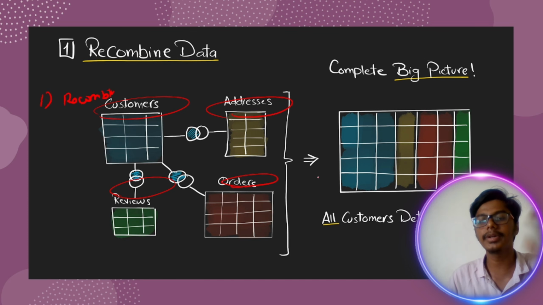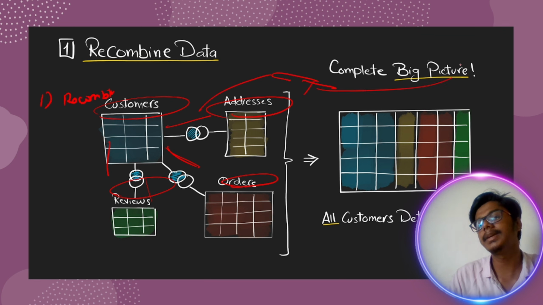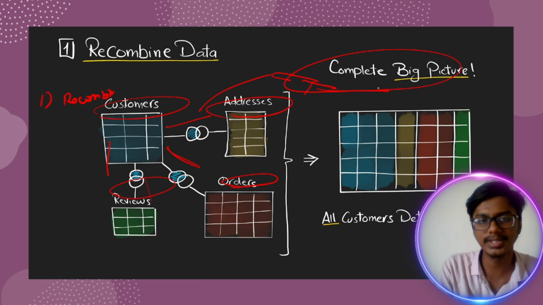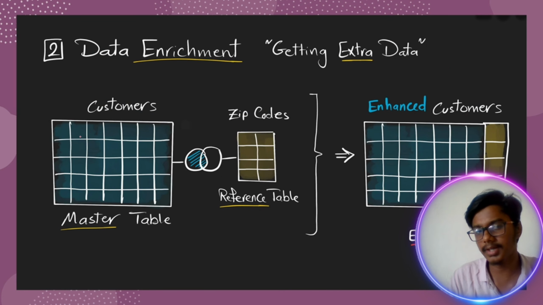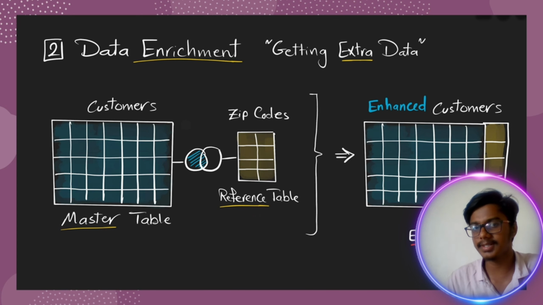If you want to see the big picture, you can use joins. That's the basic use case of joins: to recombine the data. We can join the customers table with the reviews table, the orders table, and the address table. All those things are combined into the complete big picture. That's why we use joins. The second motive of joins is data enrichment. What is meant by enrichment? We will see more detail about the enrichment topic later. For now, the main motive is that we want to get some extra data.